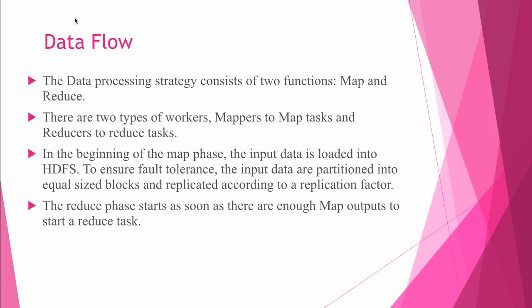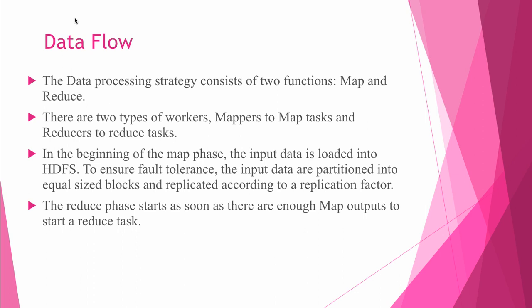Now let's talk about data flow. What is data flow? The data processing strategy employed by MapReduce consists of two primitive functions, map and reduce. Behind this simple abstraction is a single fixed data flow. A MapReduce job is divided into map and reduce tasks and assigned to idle slots of workers according to these two stages. Thus, there are two types of workers, mappers for map tasks and reducers for reduce tasks. In the beginning of the map phase, the input data is loaded into HDFS.